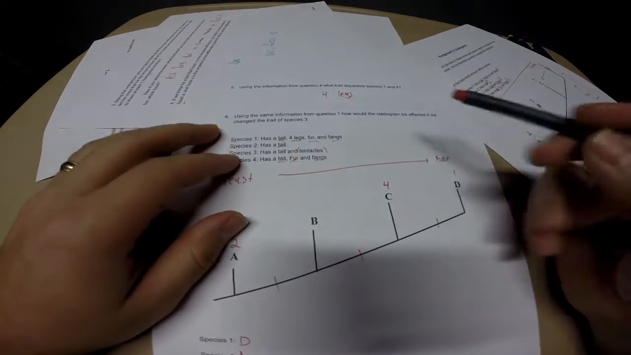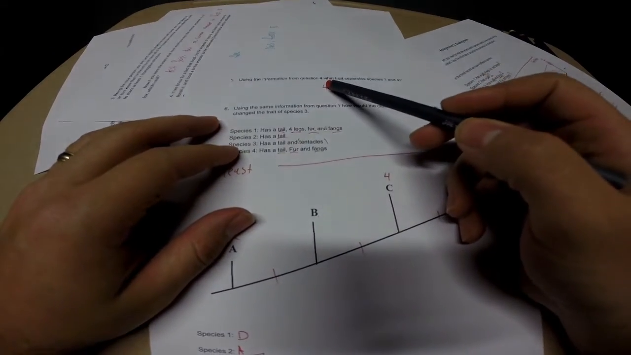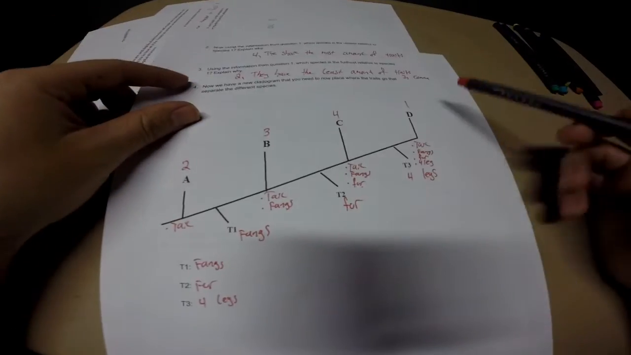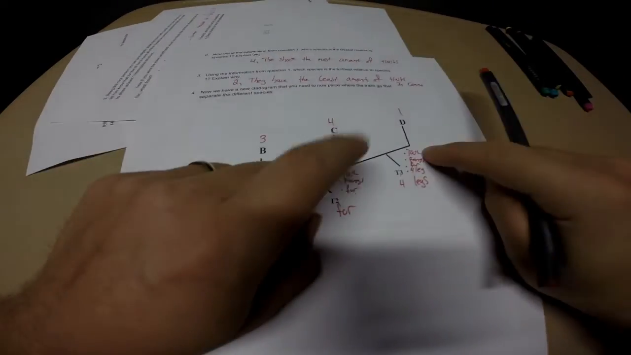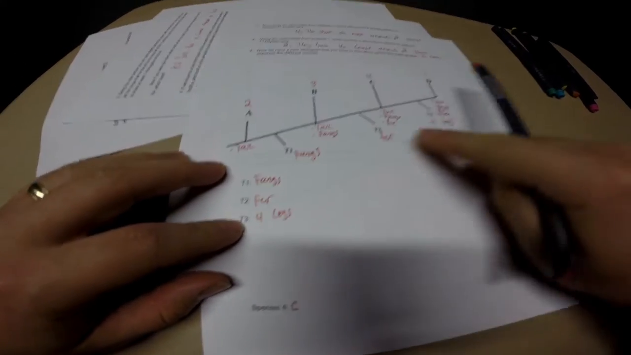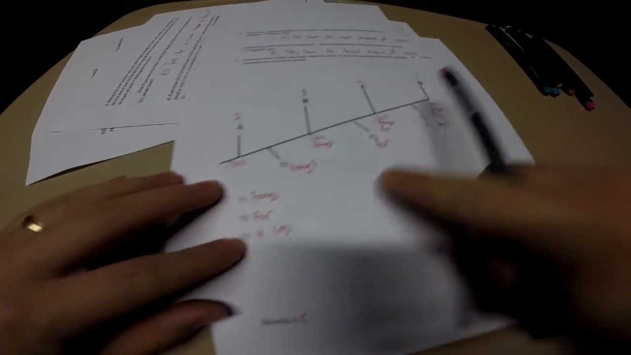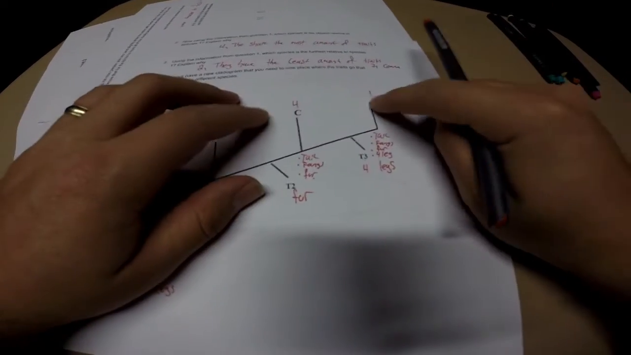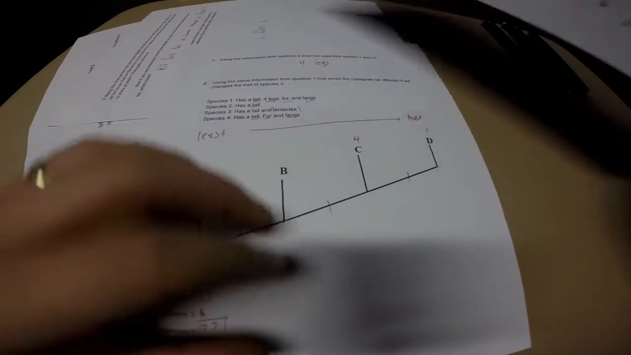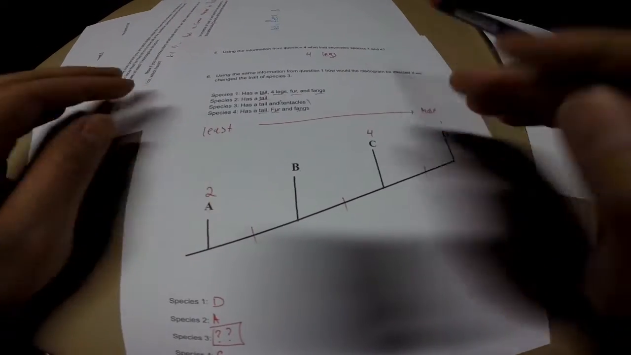Let's go to 5. So 5 says, use information from question 4. What trait separates 1 and 4? So it's going to be right here. Trait 3, which we said was going to be 4 legs. So trait 3, which is 4 legs, separates species 1 and 4. So that was the answer to 5.